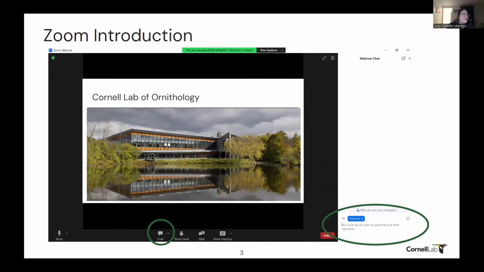And so let's go ahead and practice using that chat window. I see folks are already in there doing this, so this is fantastic. Share with us where you are located, where you're coming to us from. And if you want, what kind of educator you are as well.